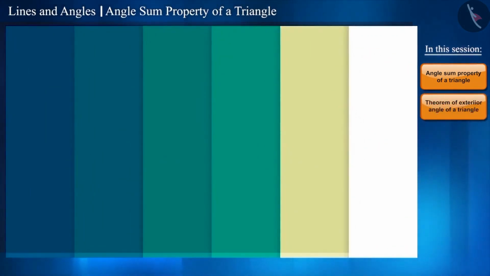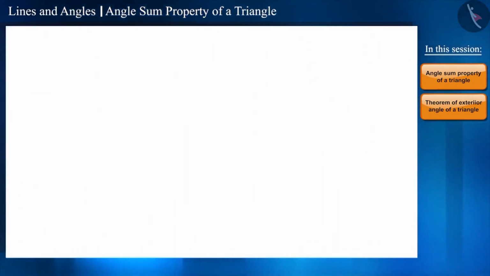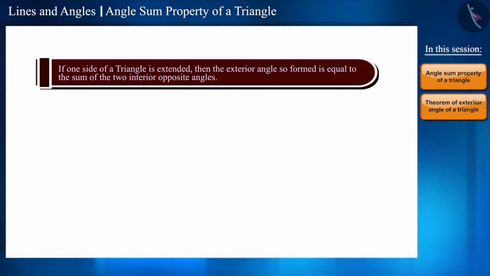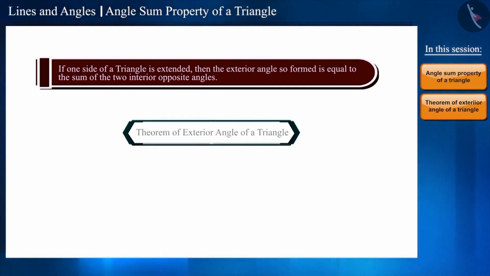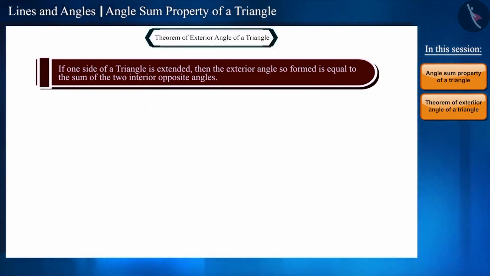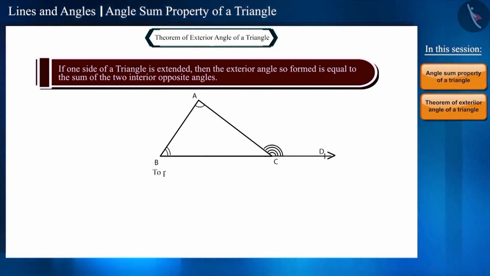Let us now move to the second theorem. This theorem states that if one side of a triangle is extended, then the exterior angle so formed is equal to the sum of the two interior opposite angles. Friends, this is also called the theorem of exterior angle of a triangle. So let's take triangle ABC again and extend the side BC slightly to the point D. We have to prove that the exterior angle ACD is equal to angle BAC plus angle ABC.